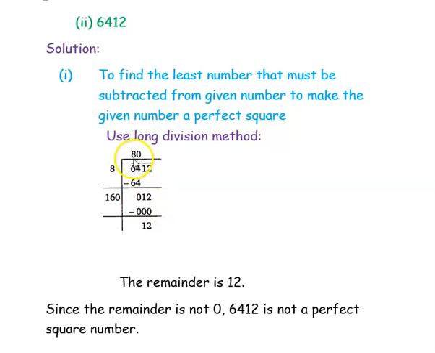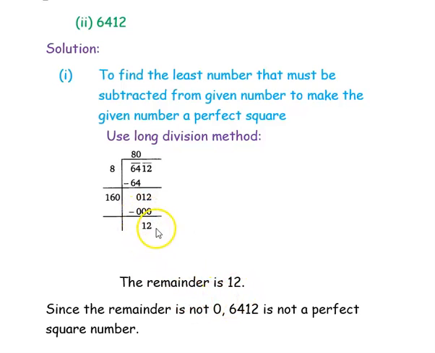Then I have doubled this quotient. So 8 doubled will become 16. Now I have to find a number such that this new number multiplied with the new quotient will be less than or equal to this 12. So it is not possible. If we put 1, 161 into 1 will be 161, which is greater than 12. So it's 0. 160 into 0 is 0. 12 minus 0 is 12. So the remainder is 12.